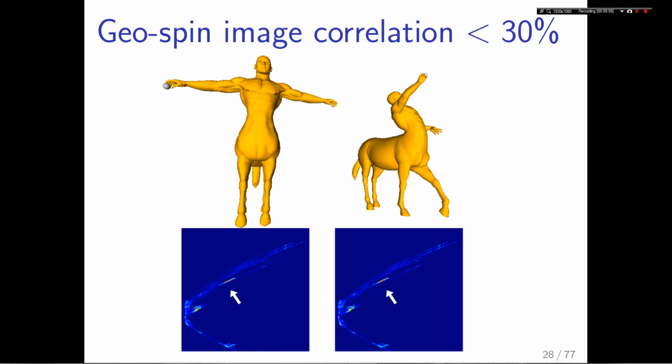It's because the cross-correlation value is dominated by the high value pixels. You can see I have two white arrows here. You can see that this high value portion is off by several pixels, which makes the correlation value between these two geodesic spin images pretty low, even though they look similar.